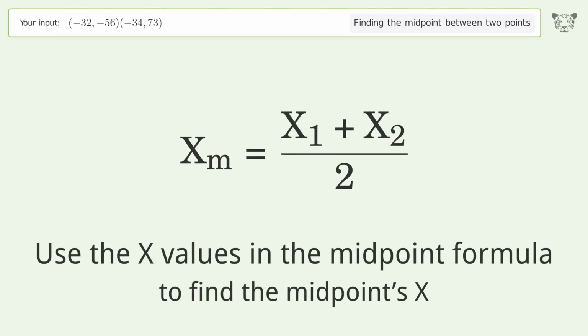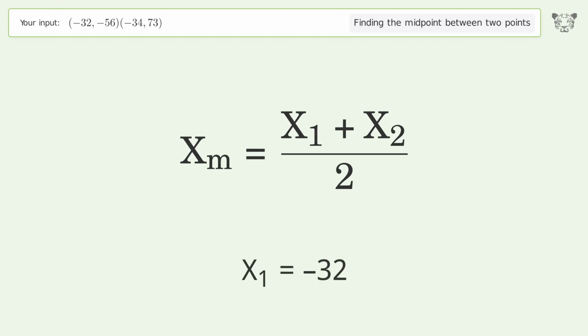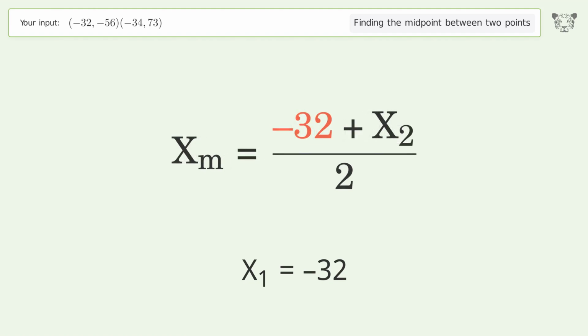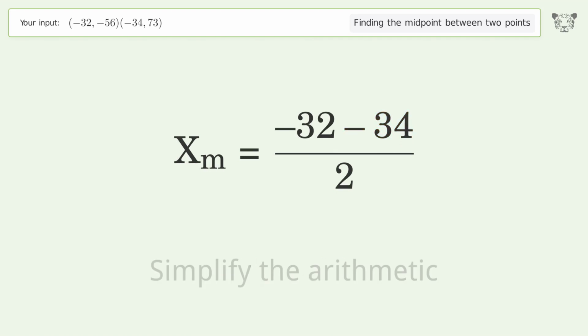Use the x values in the midpoint formula to find the midpoint's x. x1 equals -32. x2 equals -34. Simplify the arithmetic.